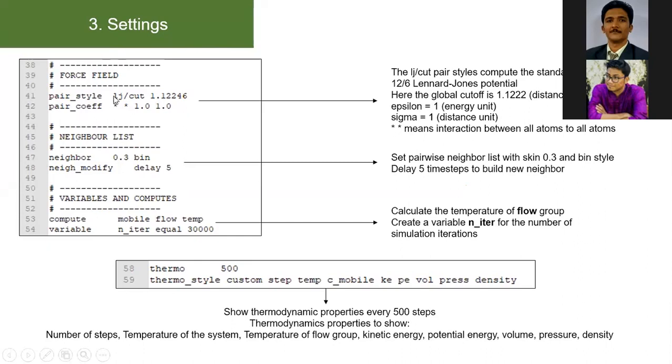So the pair style is Lennard-Jones cut. Suppose you're using EAM, then you'll be writing EAM, and suppose you're using an EAM/alloy type potential, then you'll be writing EAM/alloy. And there are MEAM, there are REAXFF, there are tersoff potentials, and there are many more types of potential you can use here. And then this is the global cutoff value. I think you already know that the Lennard-Jones potential needs a cutoff value, so that within that cutoff it works, and after that it doesn't. That's the global cutoff value.